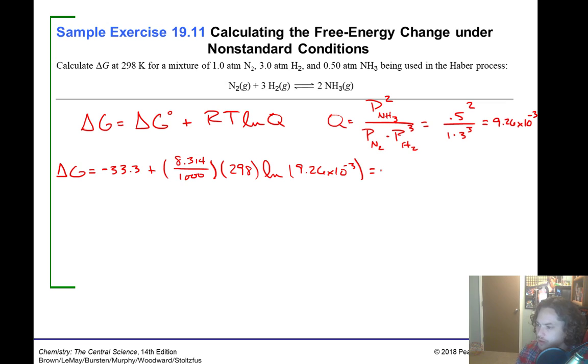So if we plug all that in, negative 33.3 plus 8.314 divided by 1,000 times 298 times the natural log of that previous answer, I got negative 44.9. But these all have 2 sig figs, so really it would be negative 45, and our units would be kilojoules per mole. Not too bad.